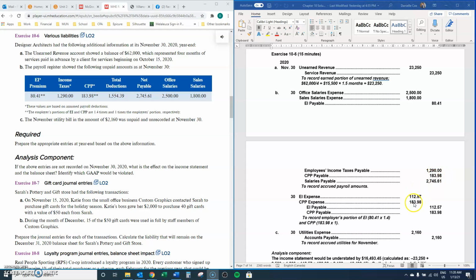So the employer records the expense because the work happened this period, so we record the expense, and then we record the payable. It's going to be paid after year end.